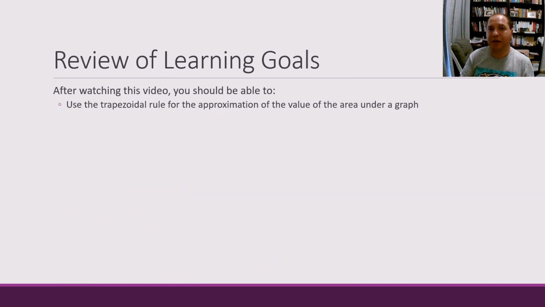Right, so after watching this video, you should be able to use the trapezoidal rule to determine an approximate value for the area under a curve.